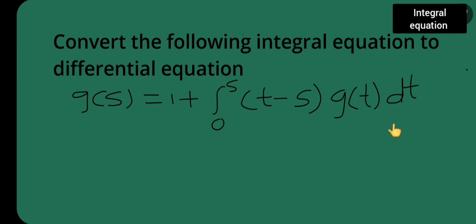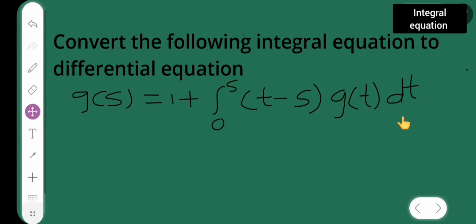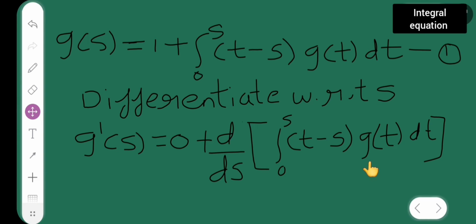So in today's lecture, I will be converting the following integral equation to a differential equation. So this integral equation I have to convert into differential equation. g of s is equal to 1 plus integral from 0 to s of (t minus s) g of t dt. I'll turn the page. The same equation I've written over here also.